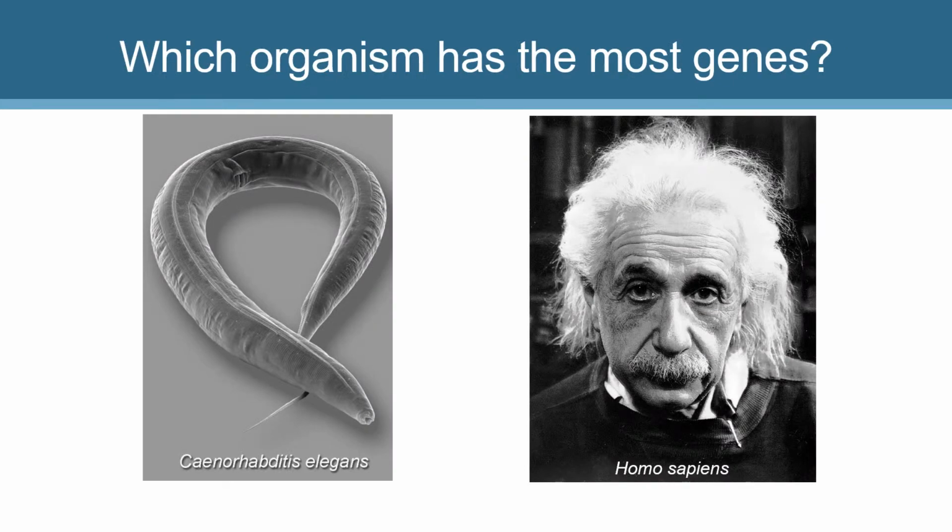So which organism do you think has the most genes? On the left is one of the simplest and most studied organisms in biology, C. elegans, or the lowly nematode, as it's also known. On the right is one of the most complex organisms on the planet in terms of physiology, behavior, and cognition, Homo sapiens. Scientists estimate the number of genes in C. elegans to be about 20,000. And believe it or not, the latest estimate in the number of genes in the human genome is just over 21,000.